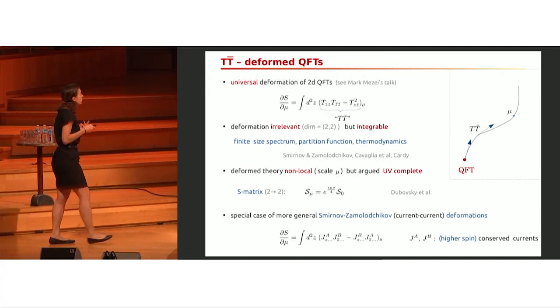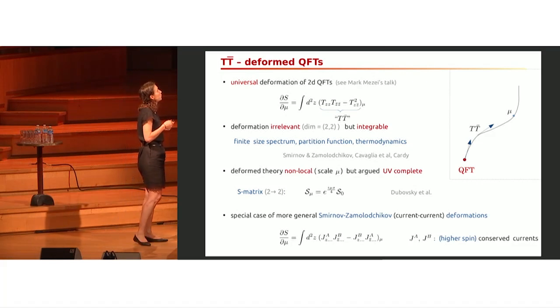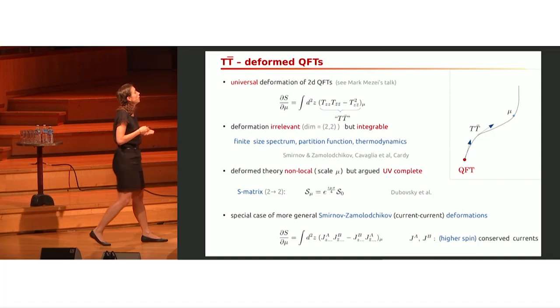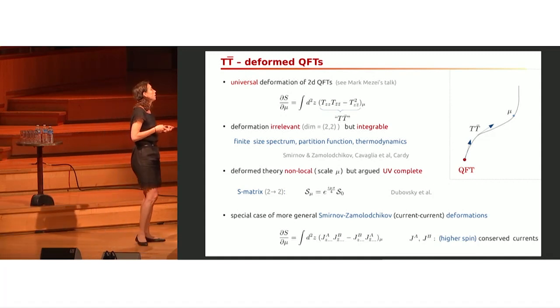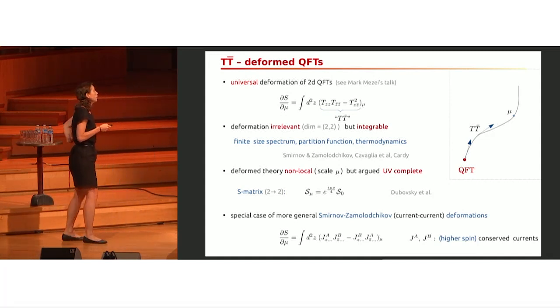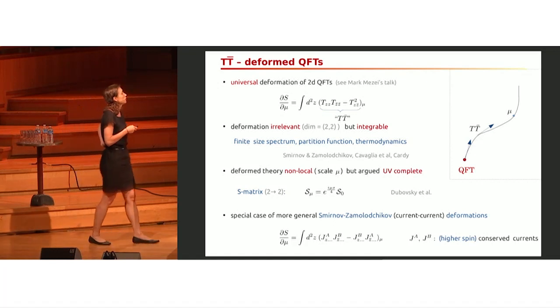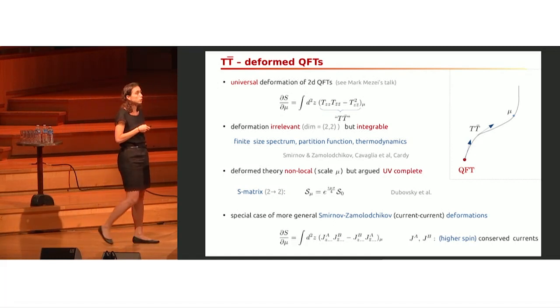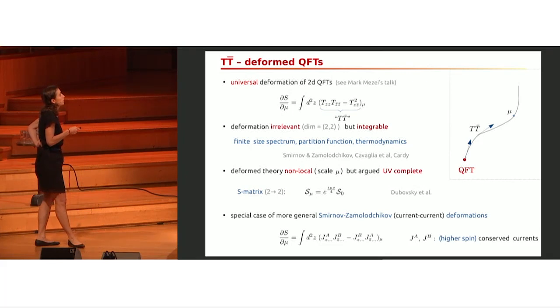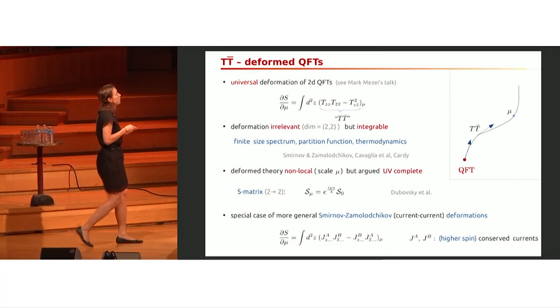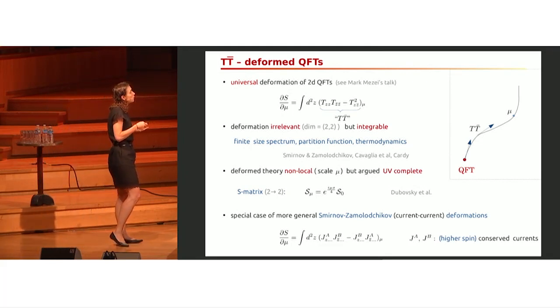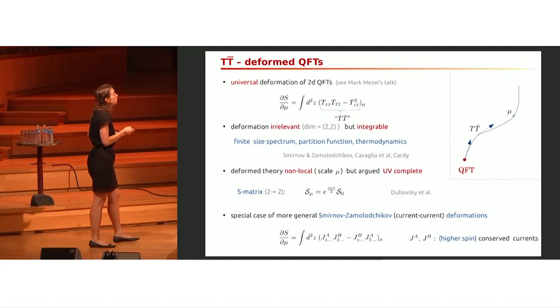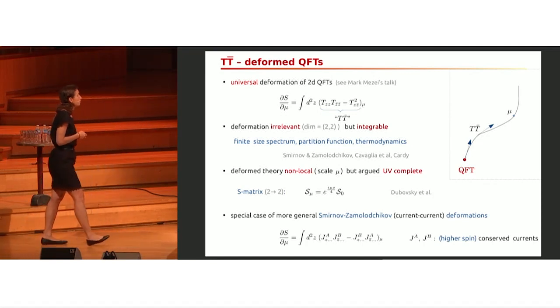Another interesting thing is that even though the deformed theory is non-local, with non-locality scale set by this mu, it has been argued to be UV complete. The best way to see that is to look at the S matrix. It turns out that the S matrix of the deformed theory is the S matrix of the original QFT times some phase factor that depends on the energy. This is not the S matrix of a local theory, but still it's an exact formula through which this argument goes.